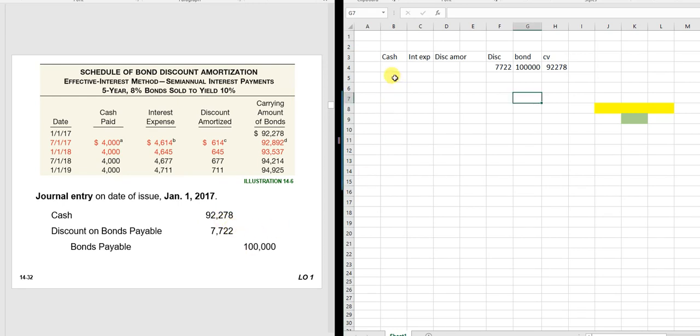However, the cash I pay is always based on face value. So the face value of my bond is $100,000. And my face rate is 8%. That's what's stated on the bond. So notice it says semi-annual interest payments, 5 years, 8%. And then I have times 1/2 a year. So that is going to be $4,000.